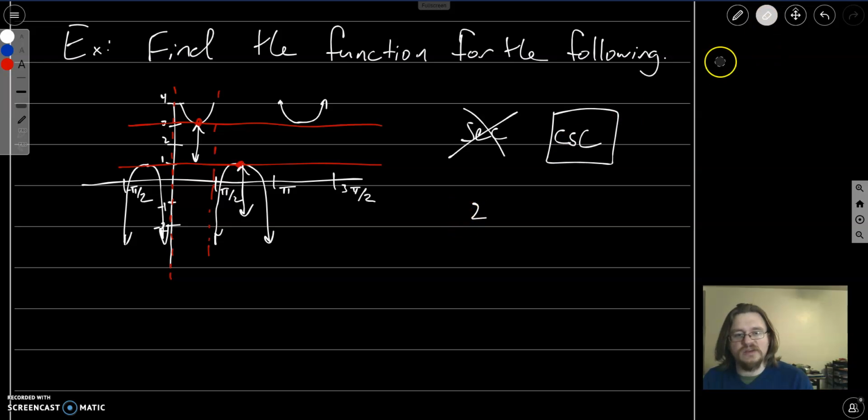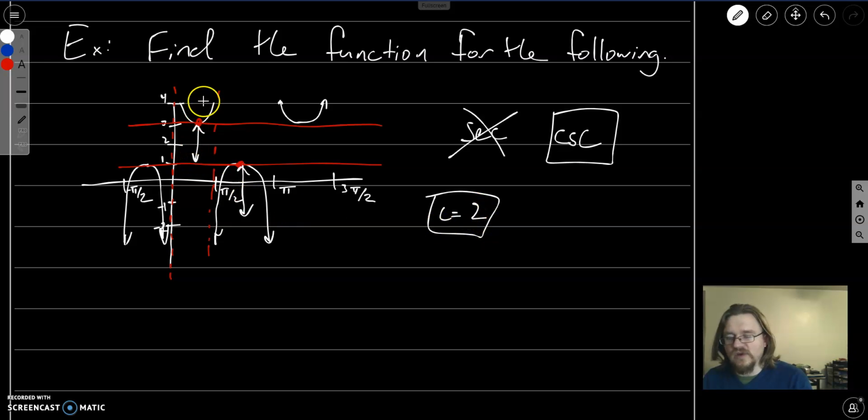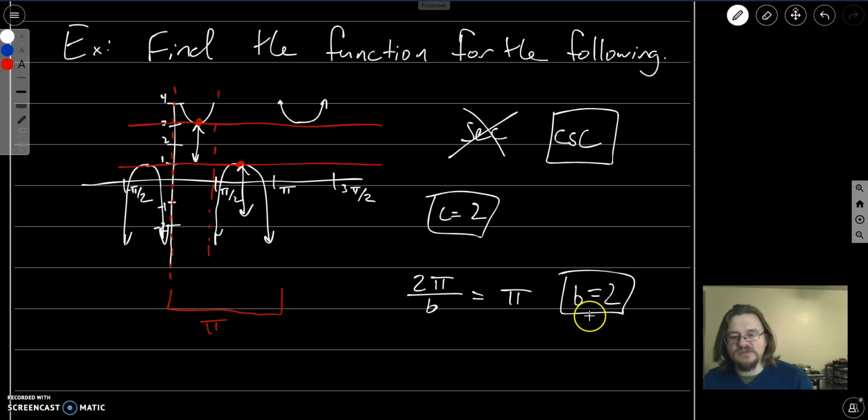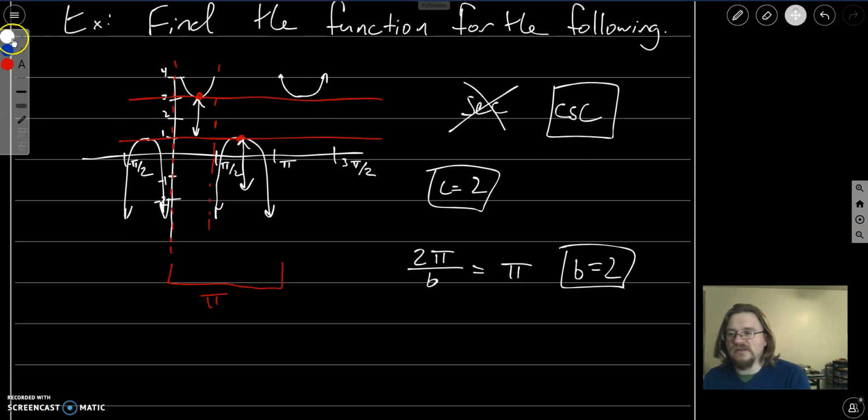So I think we had normally called that c. So this is whatever we're adding to this. Also, we can look at the period of this function. So we have one up bowl and one down bowl. And how far across is that? Well, it's pi across. So the usual period is going to be 2 pi, but we might scale it by a factor of b. And if I solve for b here, b is going to be 2 as well. So everything seems to be going well.